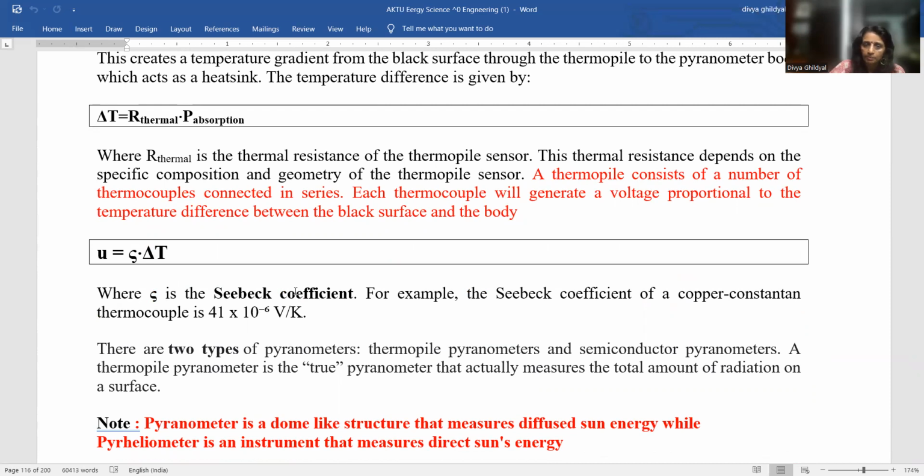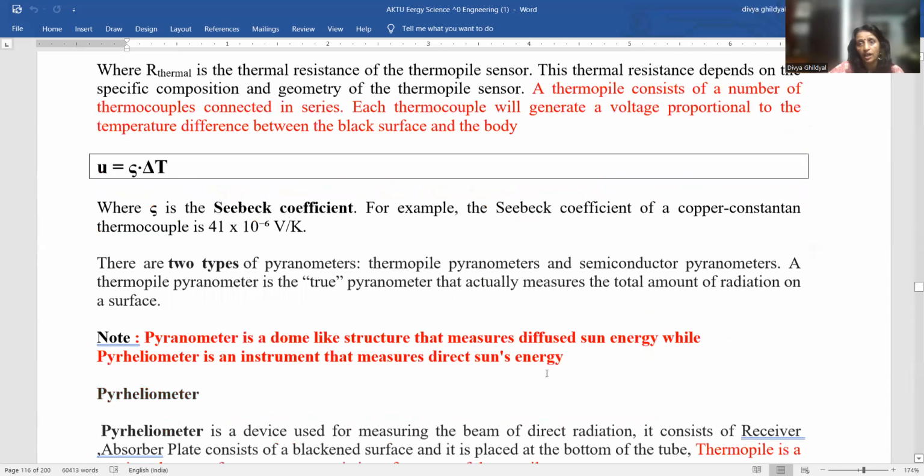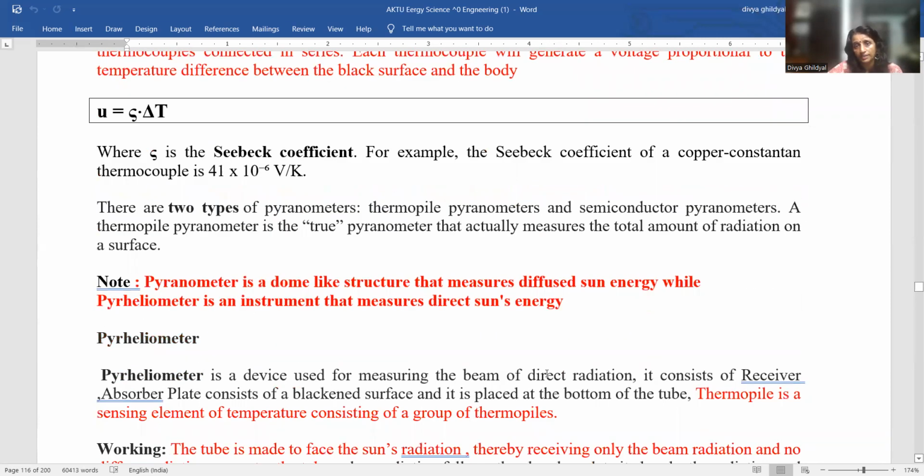So whatever my measurement purpose is, voltage has been created. See, it is generating a voltage proportional to the temperature difference. My work is done. Now I can use it for my practical applications. Now, the pyranometer is a dome-like structure that measures diffused sun energy, while the pyrheliometer is an instrument that measures the direct sun's energy.